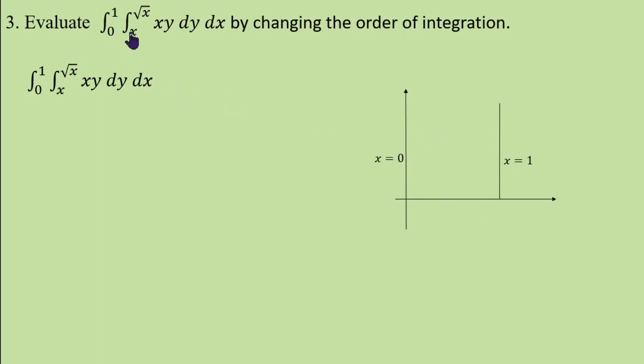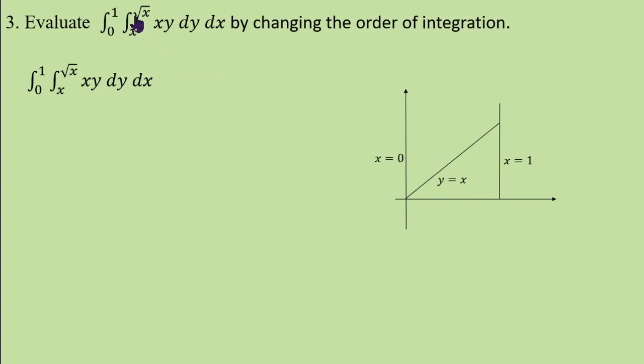For every x, y equal to x is a line passing through the origin and makes an angle of 45 degrees with the x axis. y equal to x, slope is 1, tan theta is 1, so theta is pi by 4. So y equal to x is the lower limit of y. y equal to x to root x.